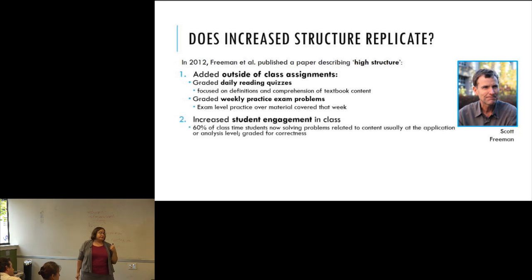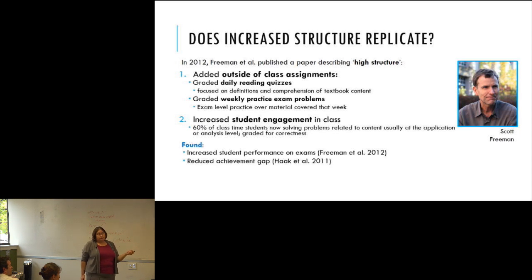Then he added increased student engagement in class. Because they were doing this work outside of class, he now spent 60% of class time with students solving problems related to the content. And that, again, was usually at the analysis or application level. And they were graded for correctness. Now, there's definitely a debate about participation versus grading for correctness, but Scott always graded for correctness. So this is one way to think about active learning, to increase the structure of the course: to have preparatory assignments, review assignments, and then student engagement in class. So what they found when they did this is that it increased student performance on exams and reduced the achievement gap in these biology classrooms.